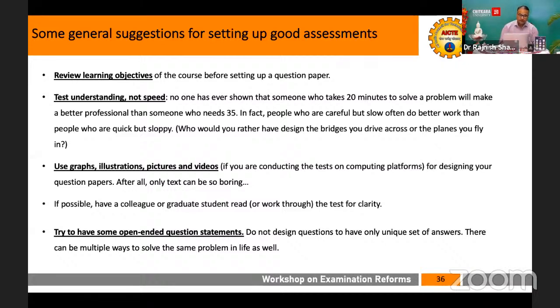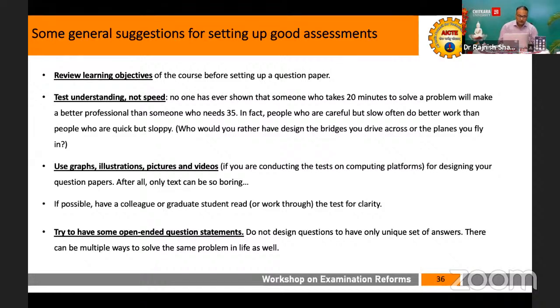While setting a question paper, again, test understanding, not speed. And the argument for the same is, no one has ever shown that someone who takes 20 minutes to solve a problem will make a better professional than someone who needs 35 minutes. In fact, people who are careful but slow often do better work than people who are quick but sloppy. So test understanding, not speed. If your examination pattern permits, maybe you can have a lesser number of questions, but then test the understanding, not the speed.